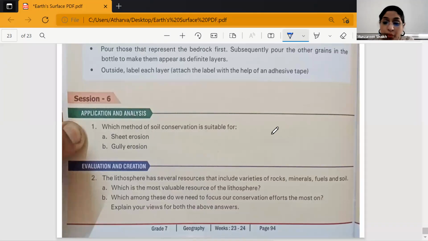Question 1 is, which is the most valuable resource of the lithosphere? You remember we had done lithosphere, hydrosphere, biosphere. Yes, ma'am. So out of that, you have to tell me which is the most valuable resource. Ma'am, according to me, fuels and minerals are the most valuable, because fuels and minerals take a lot of time. They take millions of years to form, ma'am. Okay. That's why I think it is most valuable. What about others? Anybody else with your opinion?